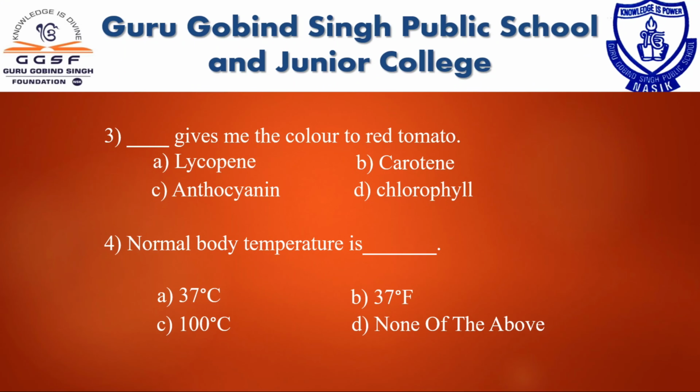Here is the third question. Dash gives the color to red tomato. Options are lycopene, carotene, anthocyanin, and chlorophyll. And the correct answer is lycopene. Next question is, normal body temperature is dash. Options are 37 degrees Celsius, 37 degrees Fahrenheit, 100 degrees Celsius, and none of the above. The correct answer is 37 degrees Celsius.